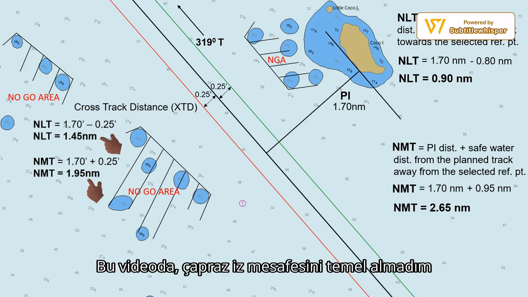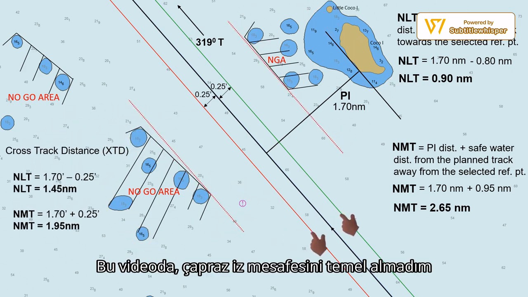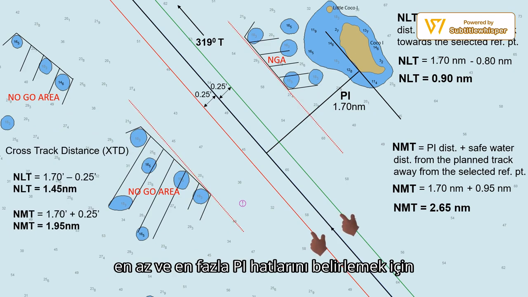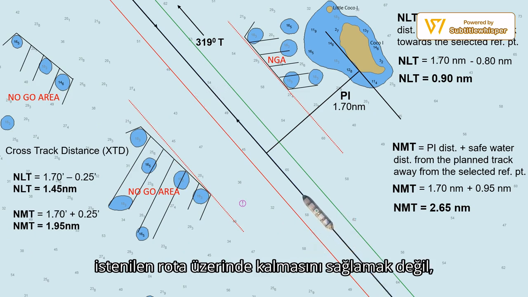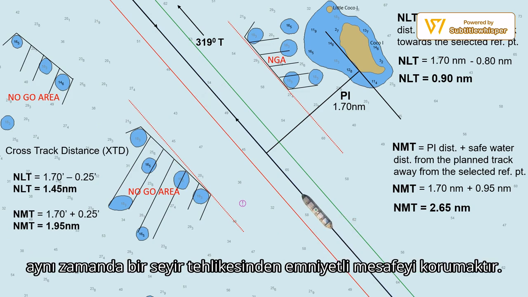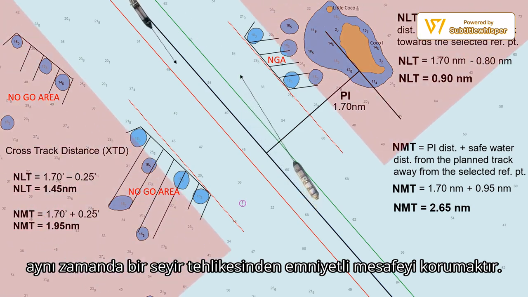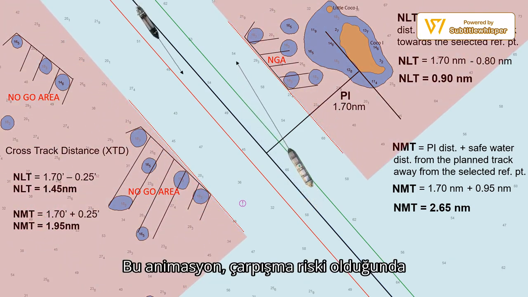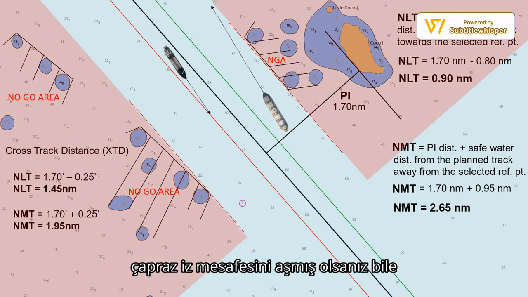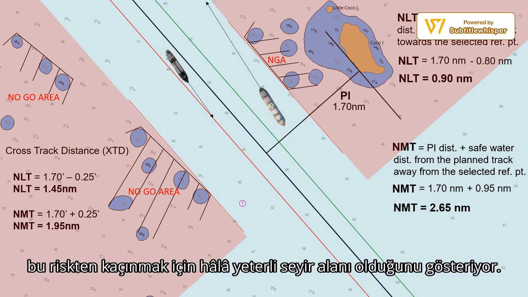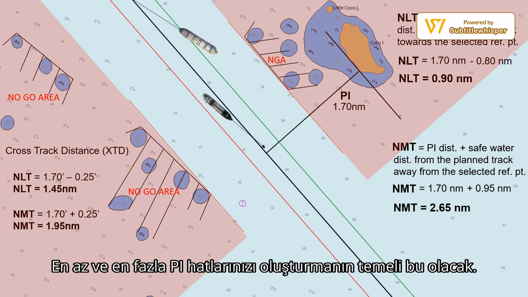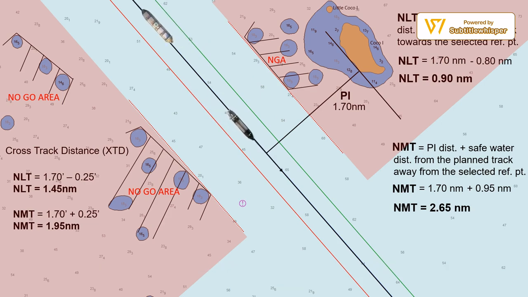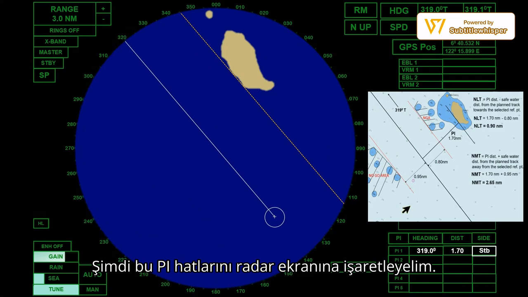In this video, I did not use the cross-track distance as the basis to determine the not less than, and the not more than PI lines, since the objectives of the parallel indexing technique are not just to ensure that the vessel stays on a desired track, but also to maintain a safe distance from a navigational hazard. This animation shows that during the risk of collision, even if you go beyond the cross-track distance, there is still enough navigable water to avoid such risk. It is your preference to use the cross-track distance as the basis to establish your not less than, and not more than PI lines. Let us set those PI lines in the radar.